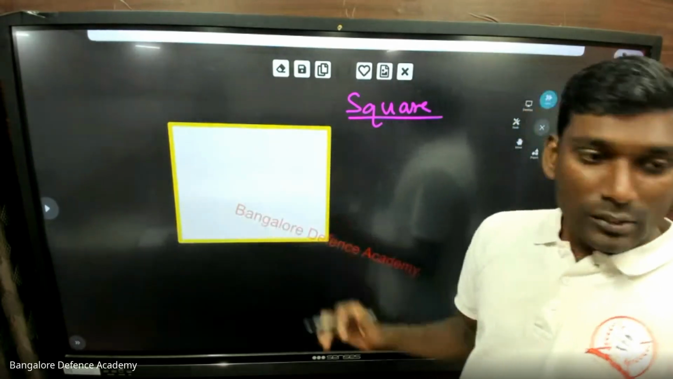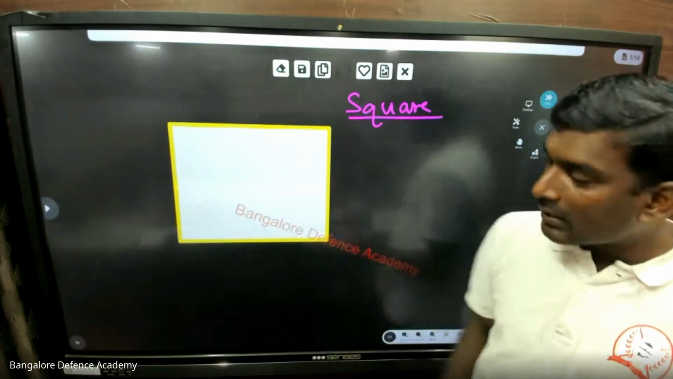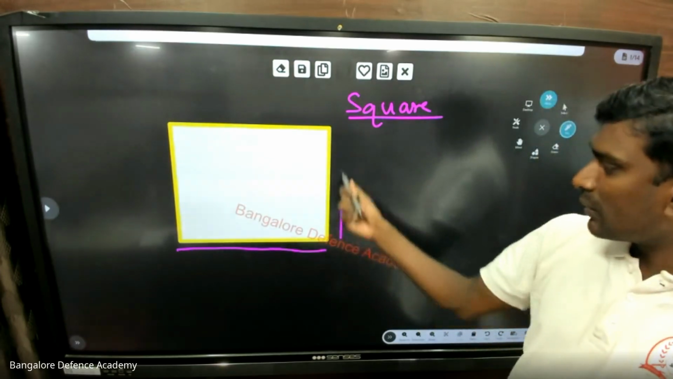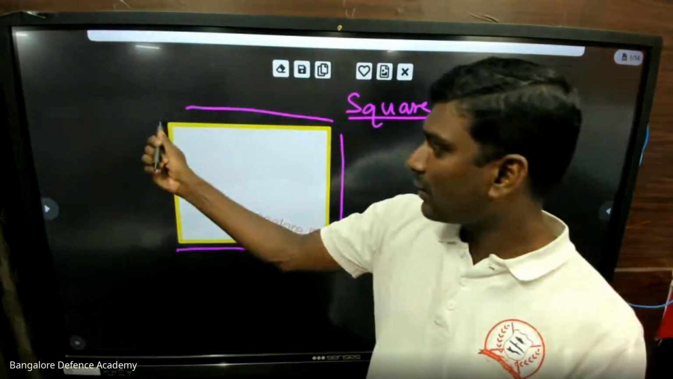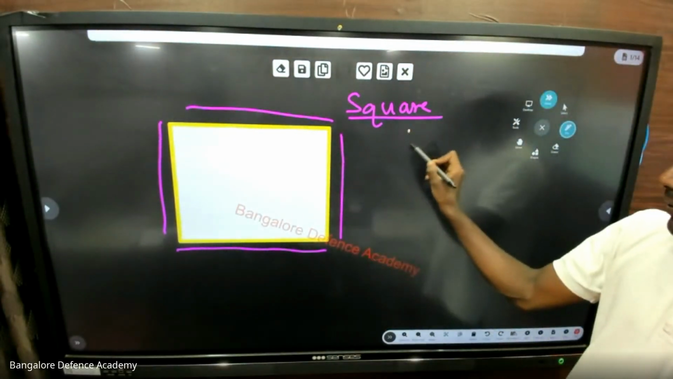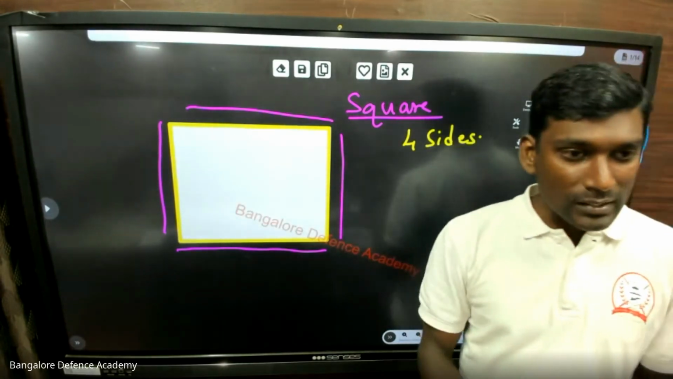Now this square is a 2D diagram. 2D means we have the x-axis and y-axis. You can see this is one side, this is one side, this is one side and this is one side. So how many sides does a square have? A square has 4 sides. Did you understand this basic? Yes, the square has 4 sides.